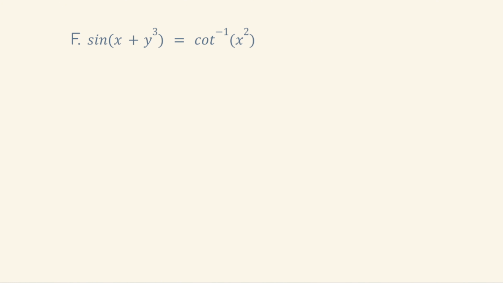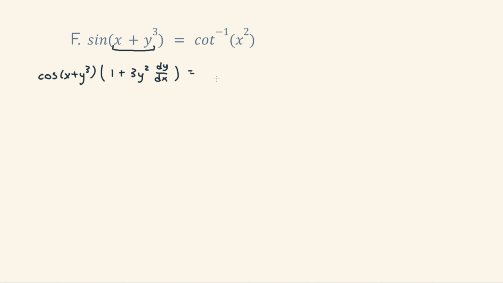All right, so the derivative of sine of x plus y to the 3 is going to be cos of x plus y to the 3. Now, because of chain rule, I have to take the derivative of the inside function, since this is a composite function. So that's going to be 1 plus 3y squared, and then we have to have that dy over dx.